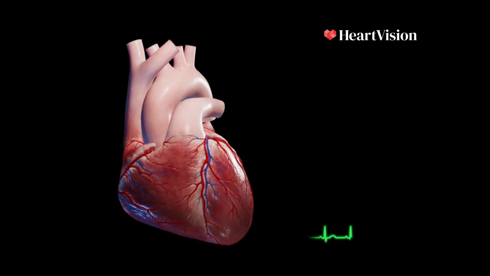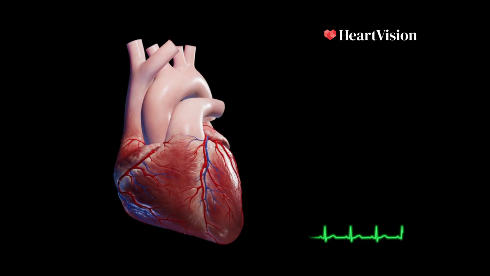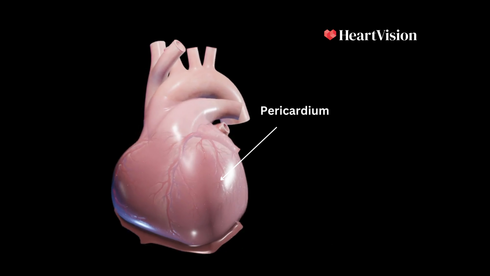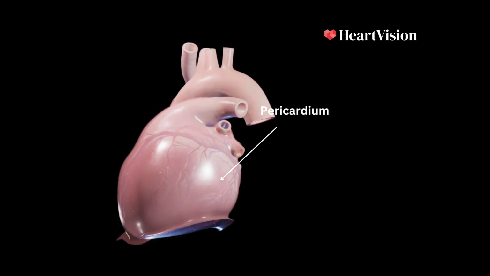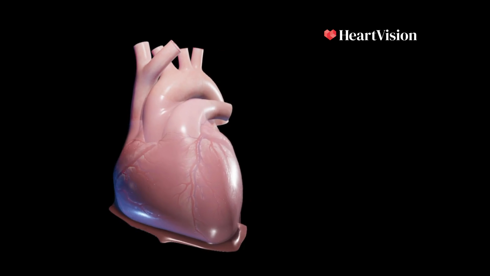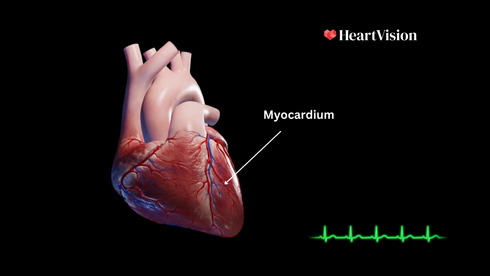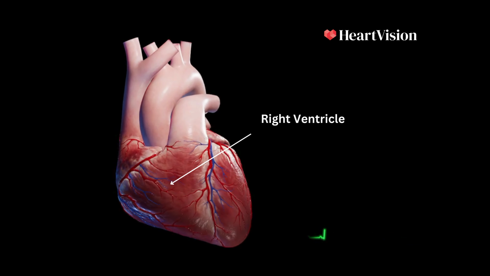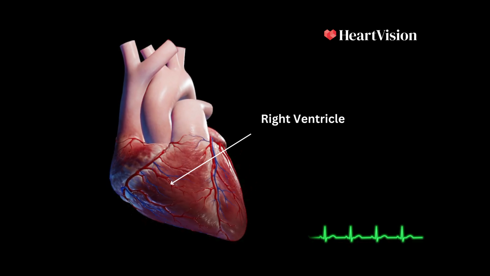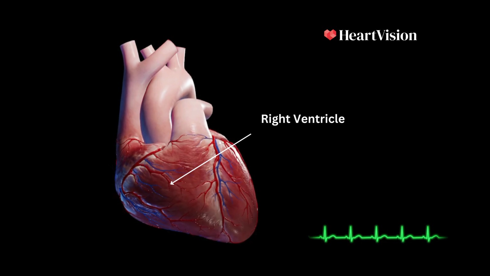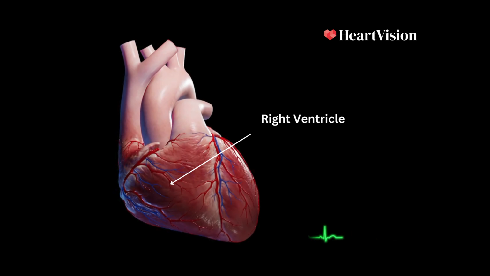The heart is covered by a protective layer called the pericardium, which acts as a cushion and helps it keep pumping blood throughout life. Beneath this layer is the heart muscle, known as the myocardium. The right side of the myocardium and the front side of the heart represent the right ventricle, which is a large lower right chamber responsible for pumping blood to the lungs.